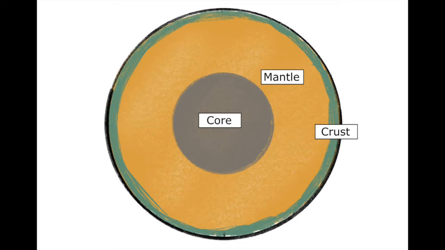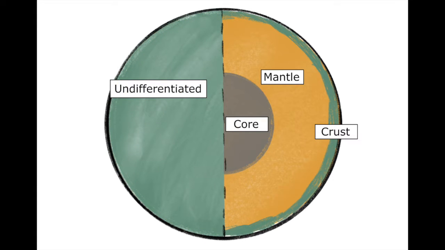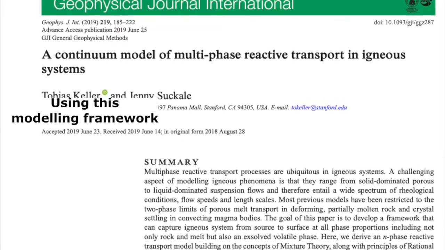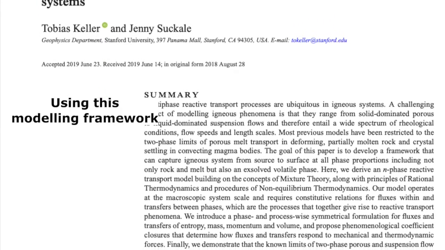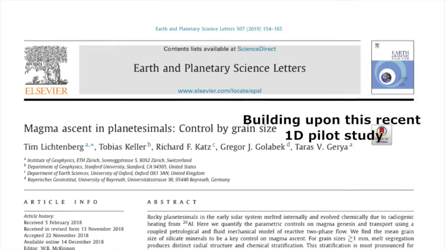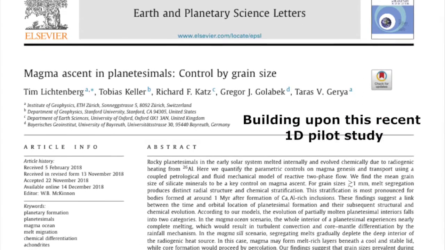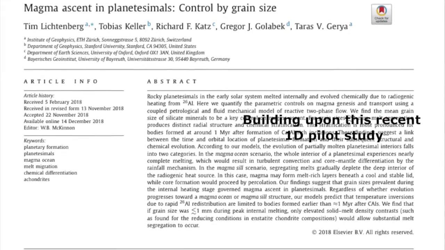However, sufficient heating from short-lived radionuclides such as 26 aluminium may cause the interior of planetesimals to melt, mobilize and differentiate into stratified layers. We are developing a first-of-its-kind two-dimensional, multi-phase, multi-component planetesimal model to model the melting and magmatic differentiation in planetesimals. Our model will cover multiple stages of a planetesimal's development.